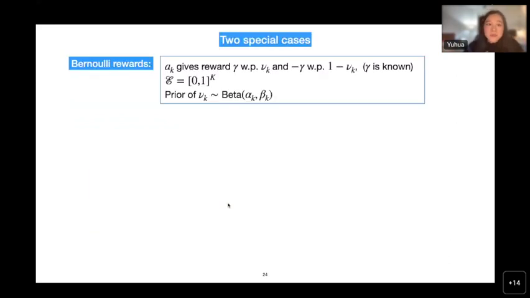As I said, if we can have some exact solution, then we don't need to worry about how to numerically solve this HJB equation. It turns out several pretty popular multi-armed bandit problems have exact solutions. There are two special cases. The first is when each arm follows a Bernoulli reward: arm K gives reward gamma with probability nu K, and reward negative gamma with probability 1 minus nu K.